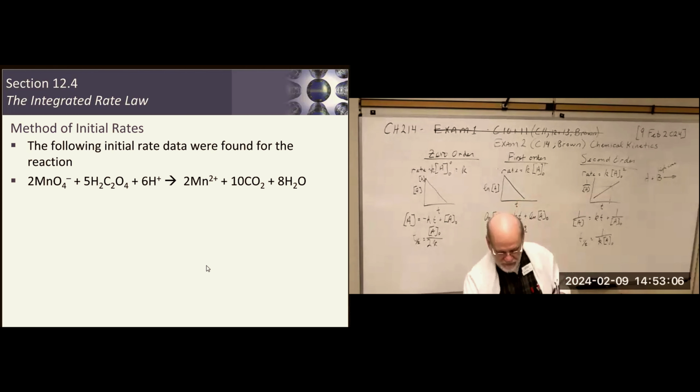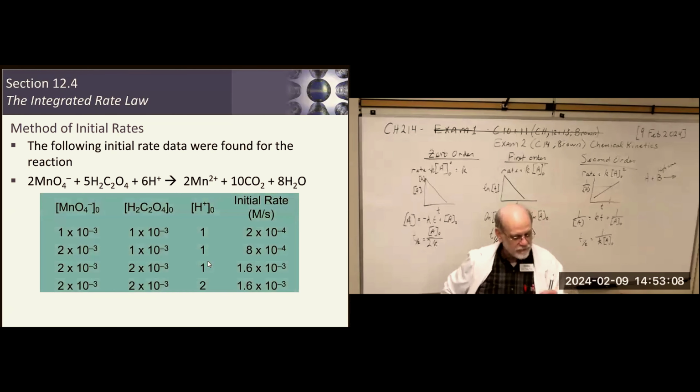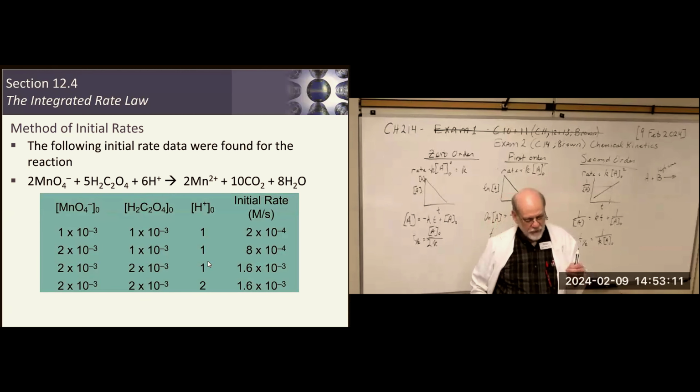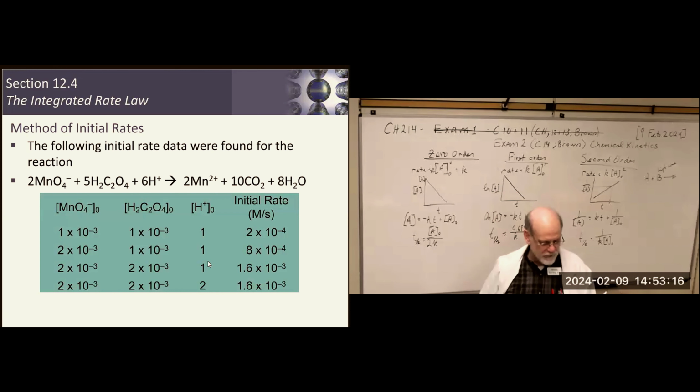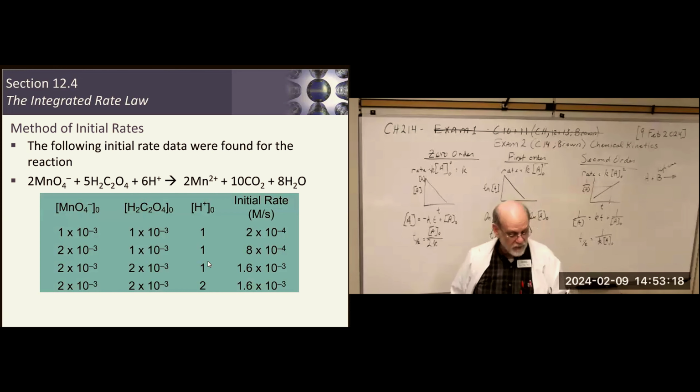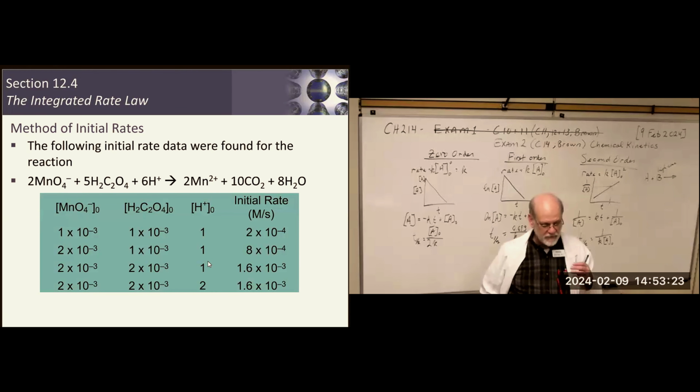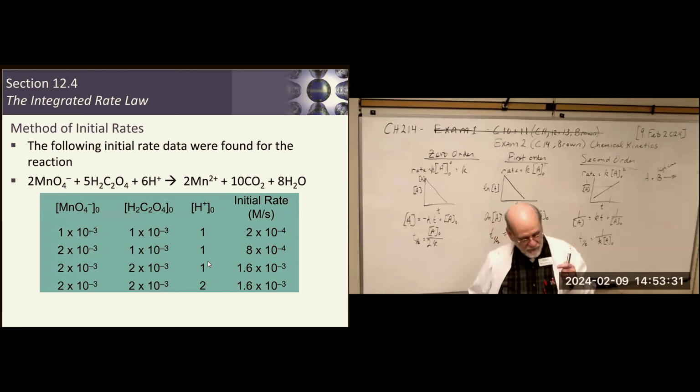All right, so in this case, let me go to the next one. In this case, we have 4 separate experiments. The first one has 1 times 10 to the minus third molar, 1 times 10 to the minus third molar for the second component, and 1 molar for the third component. We get a rate. Then we go back and do the whole thing over again with different concentrations and determine another rate. Notice that we let the manganate ion vary in concentration. And the second and third components stay the same. We do that for a reason.